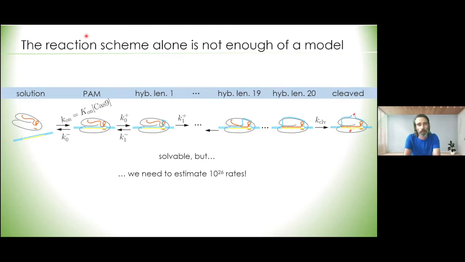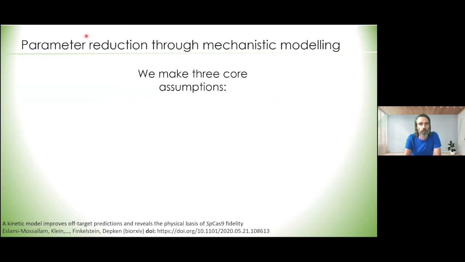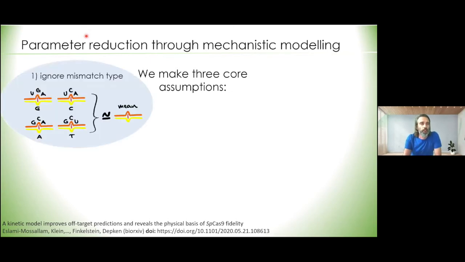So we have to come up, or Misha and Barutz had to come up with some simplifying rules. And this is then our mechanistic modeling rules. So we make 3 basic assumptions. If you want the details, you can find it in the preprint that is down on the screen there. But the first assumption we make is that the mismatch type has little influence, right? Meaning that we only keep track of whether it's a mismatch or not.